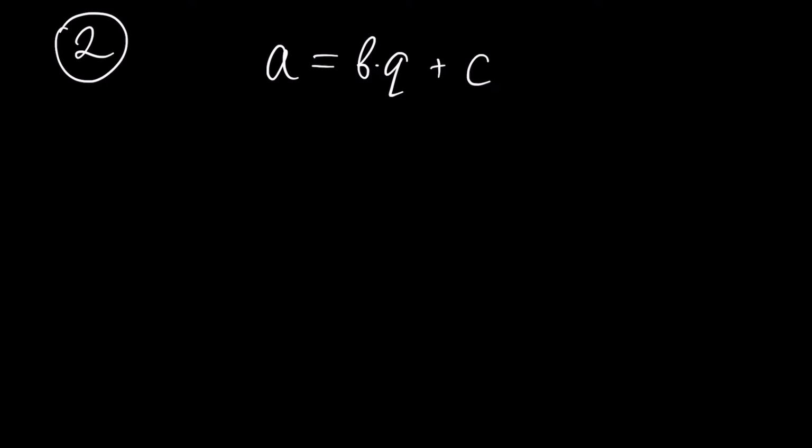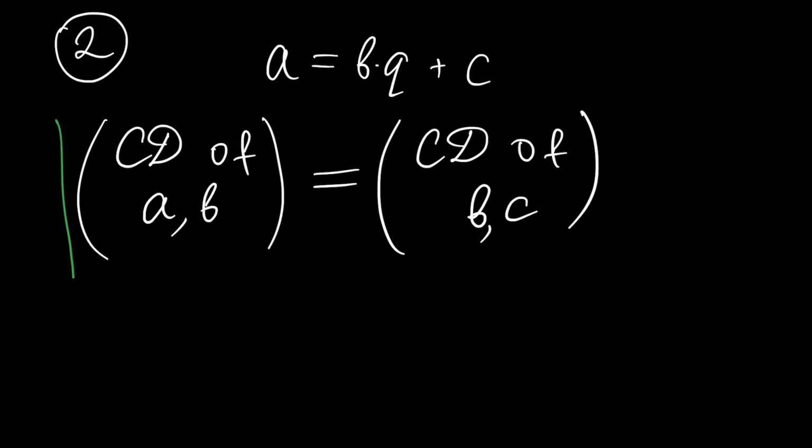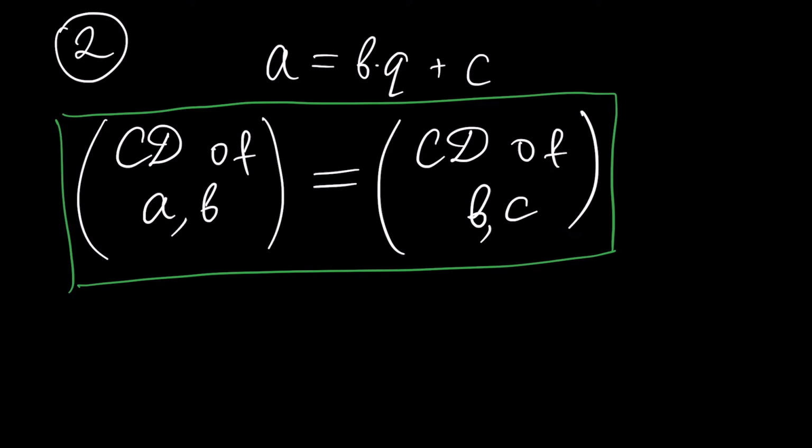Next is theorem 2. Assume we have the equality A is equal to B times Q plus C. In this case, we have a result that every common divisor of numbers A and B is also a common divisor of B and C. In other words, the set of common divisors of A and B coincides with the set of common divisors of B and C. Let's write it as common divisors of A and B is equal to the set of common divisors of B and C. This notation is for easy understanding of this result.